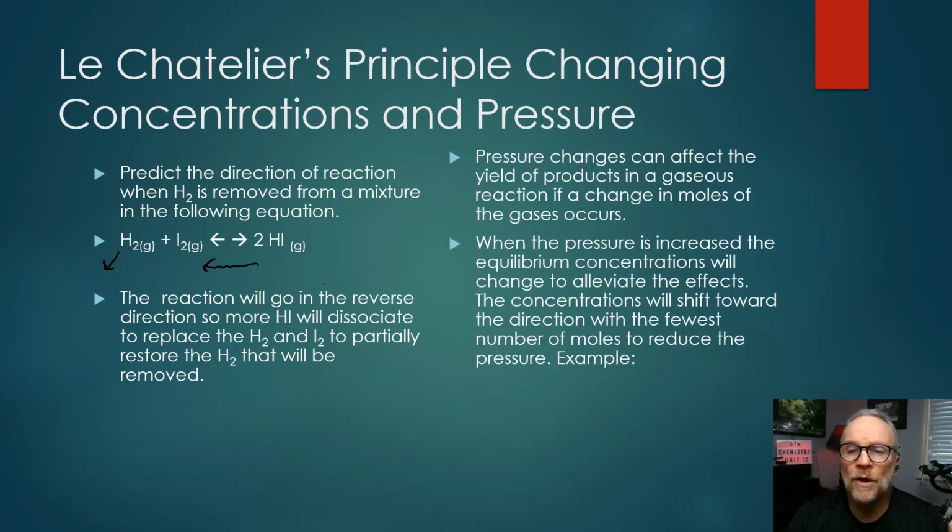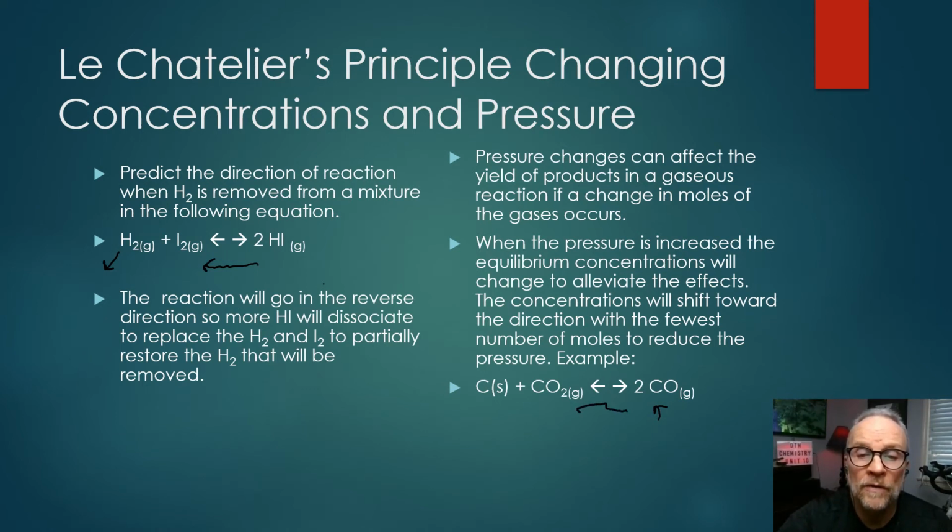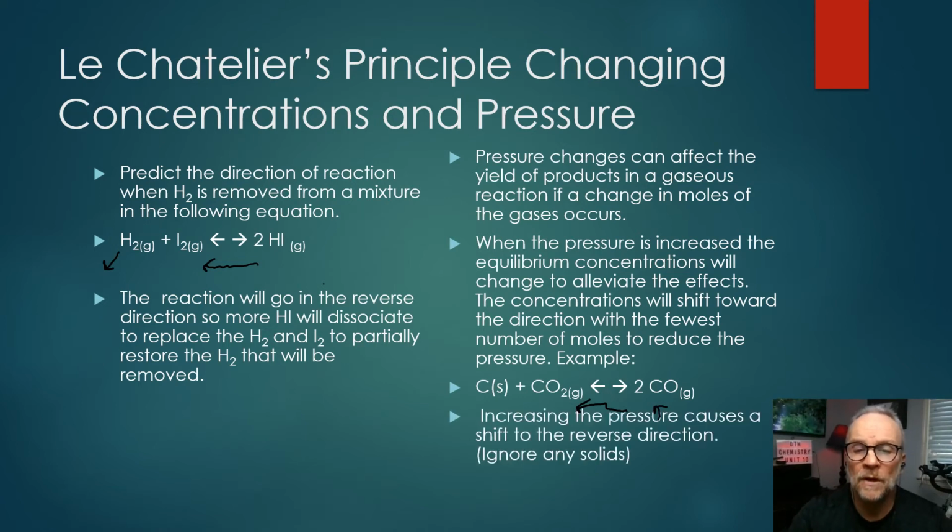Pressure changes. When the pressure is increased, the equilibrium concentrations will change to alleviate the effects. The system will shift toward the direction with fewer moles to reduce the pressure. Here's our example. If we increase the pressure, it increases the effect of the carbon monoxide because it has the most moles. So to alleviate that pressure, the system shifts to the left and produces more of the carbon dioxide. Increasing the pressure causes a shift in the reverse direction.